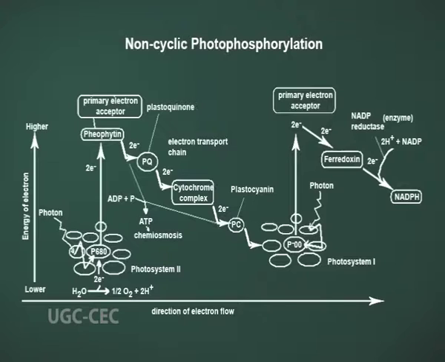The electron flow during this formation of ATP is not in a cycle, where the electrons ejected from the photosystems would rather end up through the electron acceptor forming NADPH. This process of ATP formation is called non-cyclic photophosphorylation.